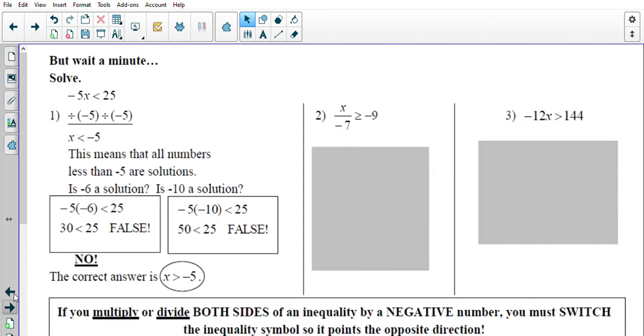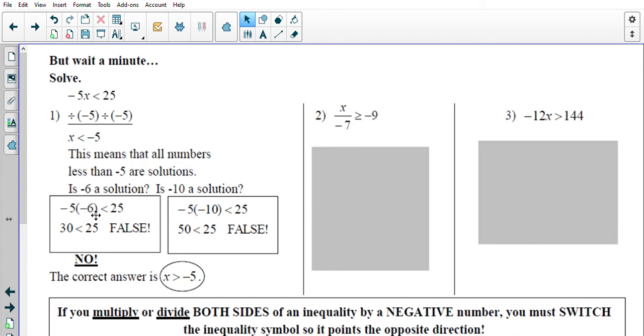But wait a minute. Let's look at this example. Negative 5x is less than 25. The inverse of multiplying by negative 5 is to divide by negative 5. That'll get us x is less than negative 5. This means that all numbers less than negative 5 are solutions. So negative 6 should be a solution, but it doesn't work.